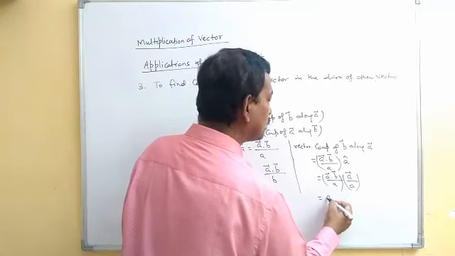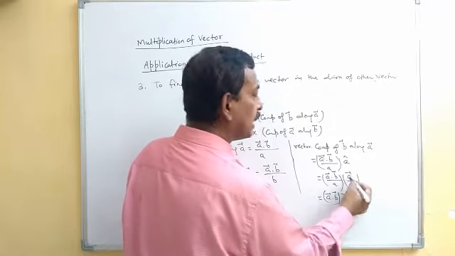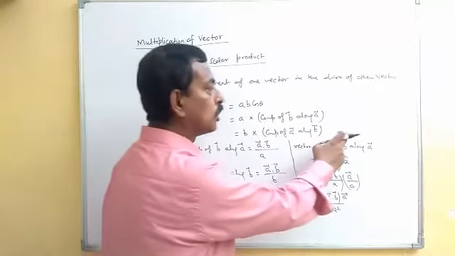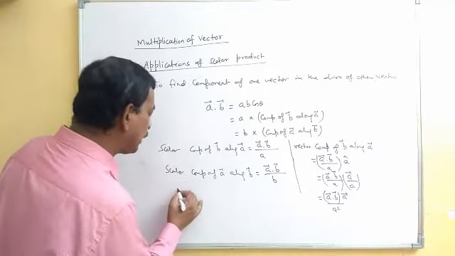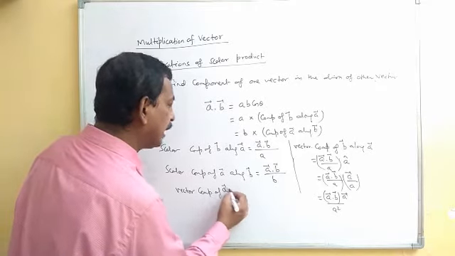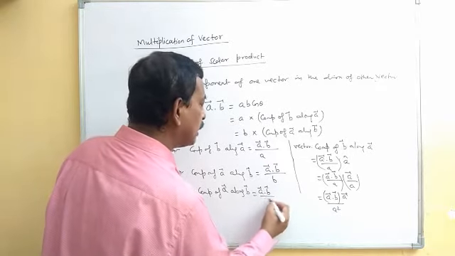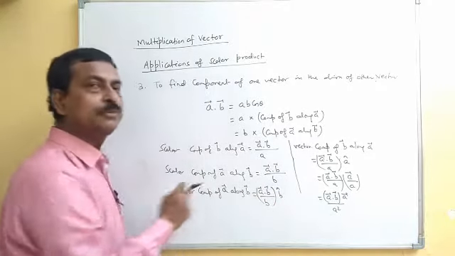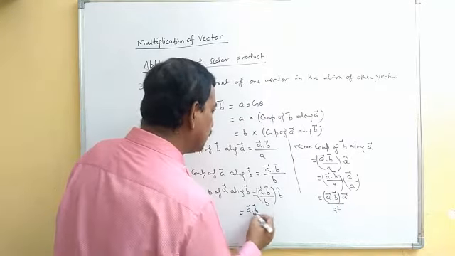So we can write this one as A dot B, then it is vector A divided by A square. That will be the vector component of B along vector A. Similarly, if you want the vector component of vector A along vector B, then this will be A dot B divided by B and multiplied by unit vector B, because in its direction we are going to find this. So this can be written as A dot B divided by B square.